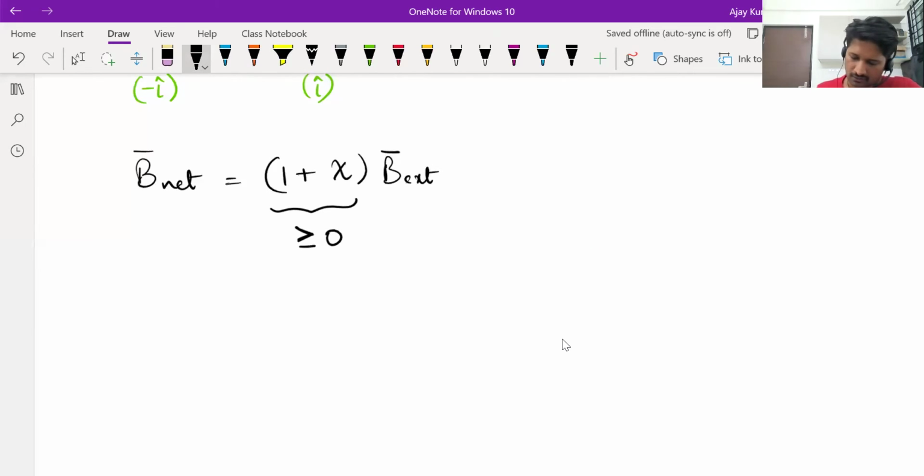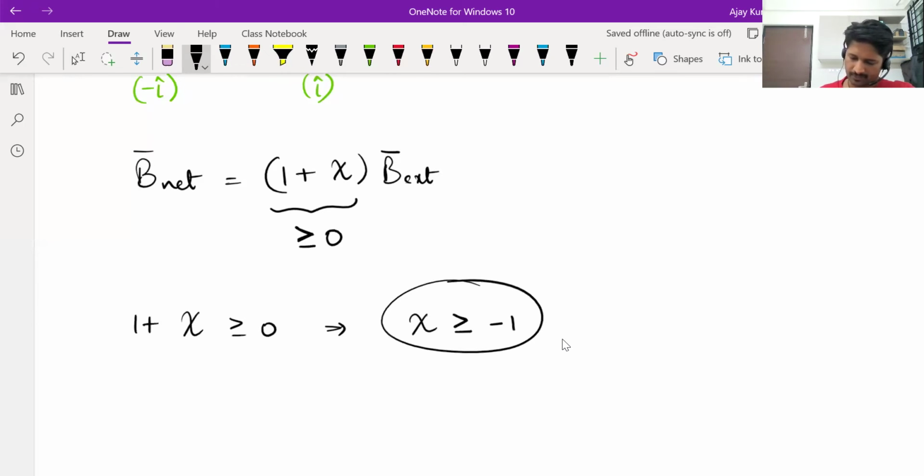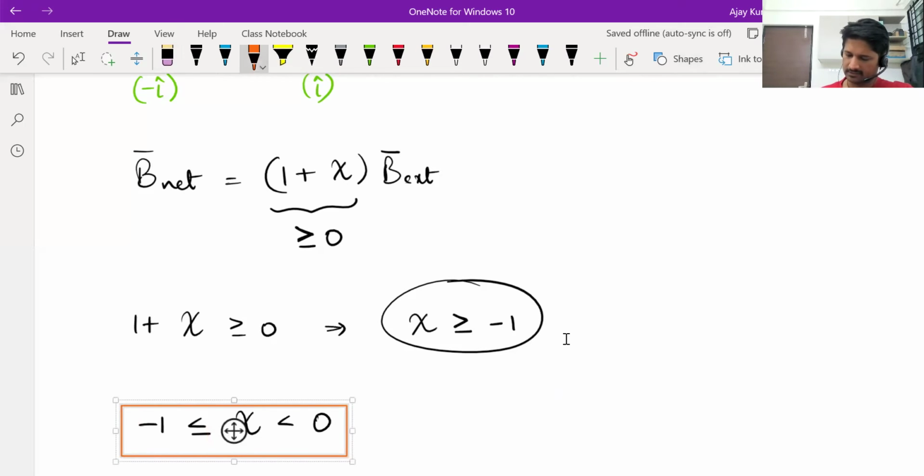Okay. So 1 plus x is greater than or equal to 0. What does that tell you about x? x should be greater than or equal to? Just send the 1 to that side. It becomes -1. So -1 is less than or equal to susceptibility, which is less than or equal to, okay, definitely less than 0, you can say. It has to be negative for diamagnetic substances.